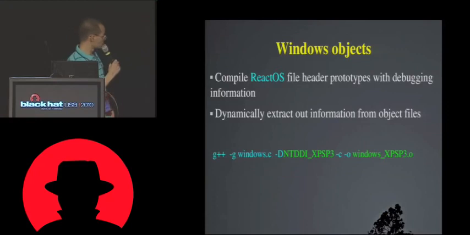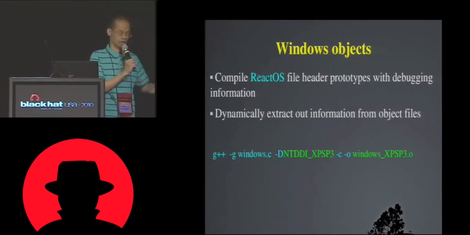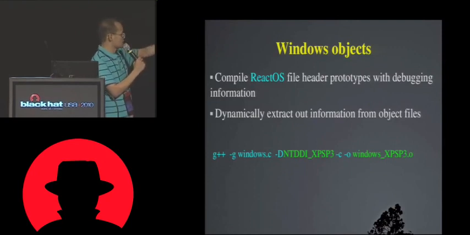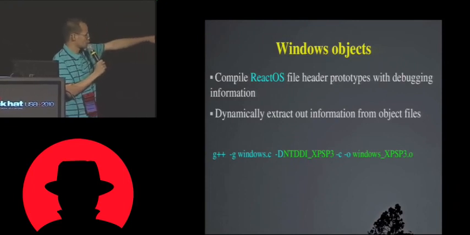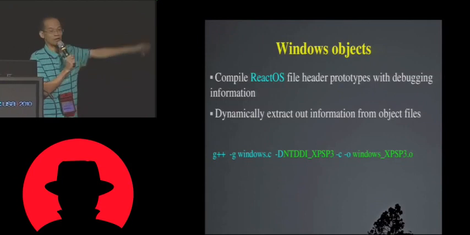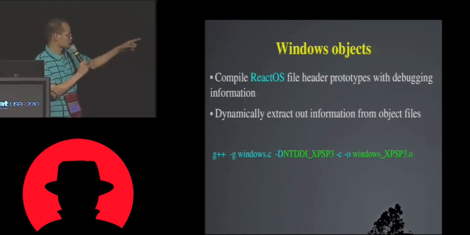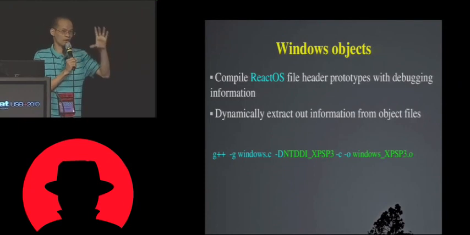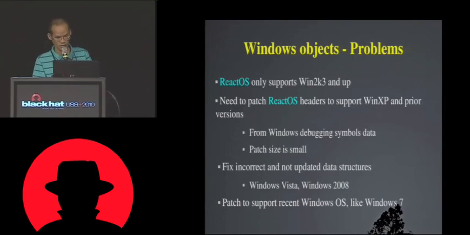object for Windows XP. We use G++ to build a dummy file which only includes some object files I'm interested in, and I define the Windows XP macro. After that, I output one object file for Windows XP, and the object file, Windows XP service factory.o, includes all the information about all the structures of Windows. So there are some problems anyway.